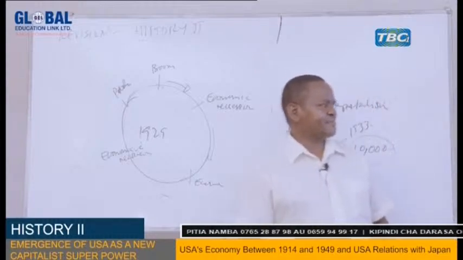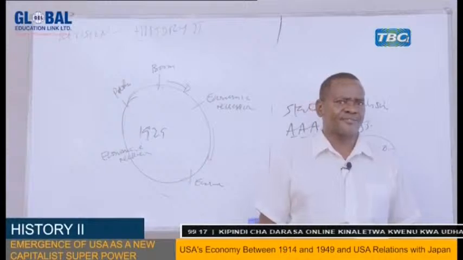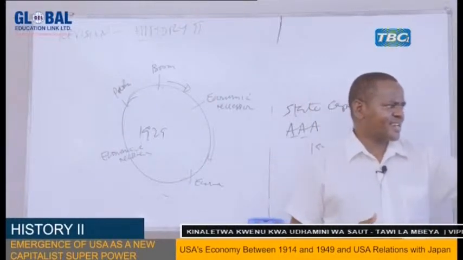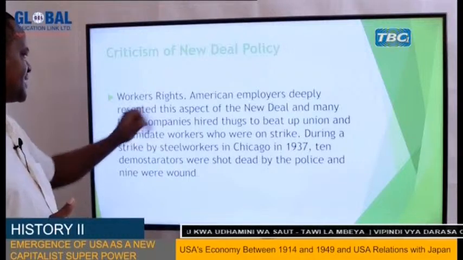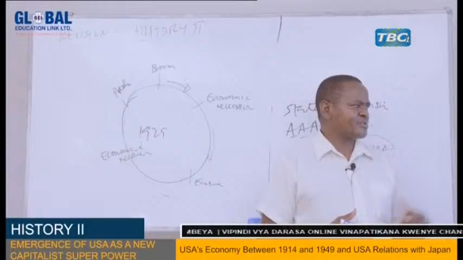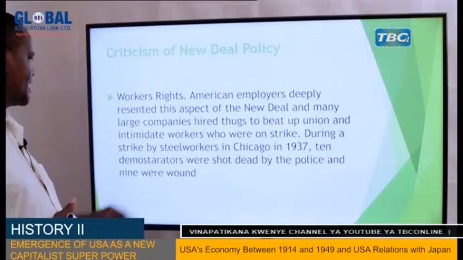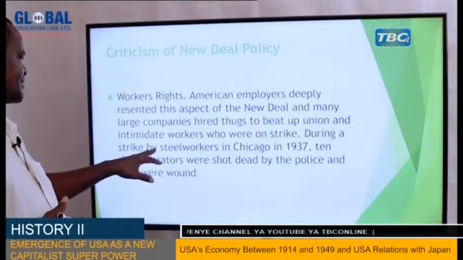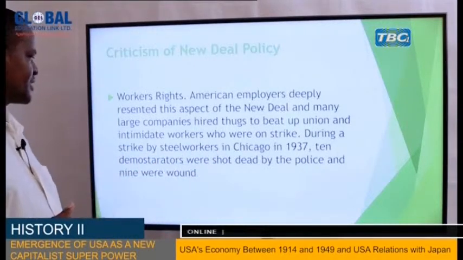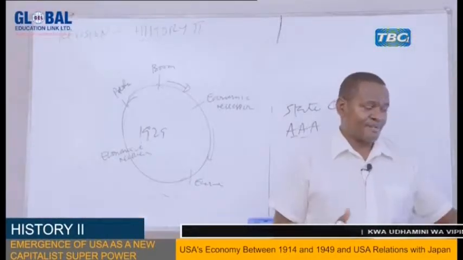The second criticism is about the workers' rights. The government introduced the right of the workers to strike, and the right to form trade unions. But American employers deeply resented this aspect of the New Deal, and many large companies hired thugs to beat up the unions and intimidate the workers who were on strike. During the steel workers' strike in Chicago in 1937, 10 demonstrators were shot dead by the police and 9 wounded. So you can see, people were demonstrating peacefully, but they were shot dead.